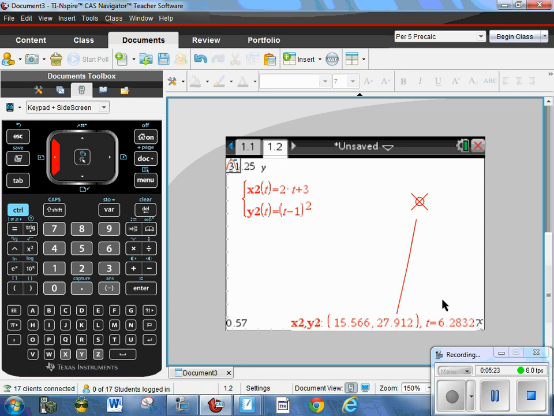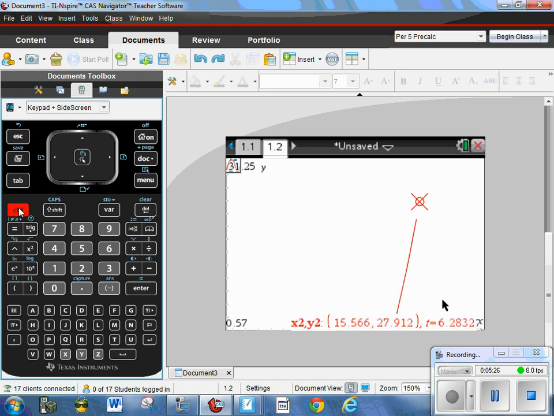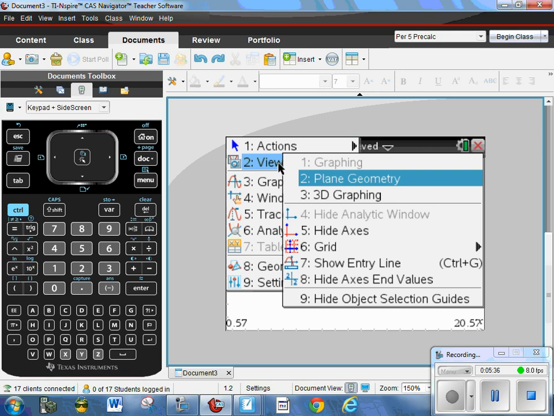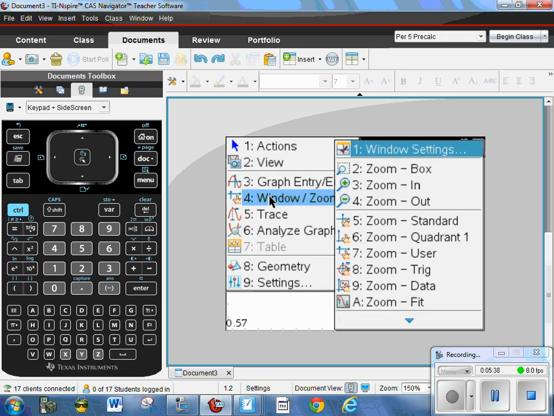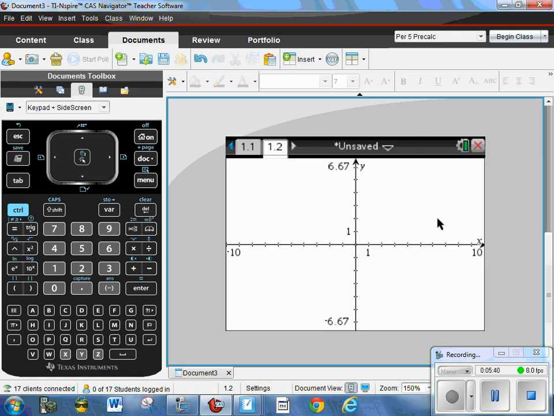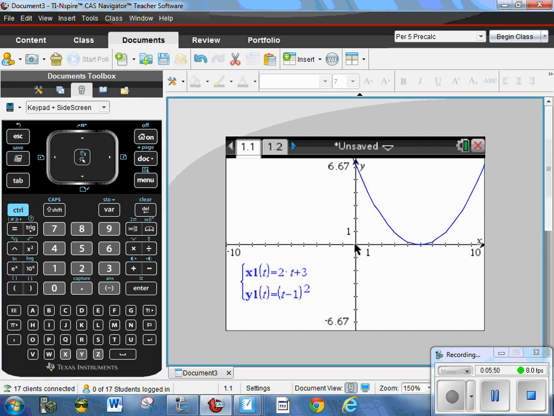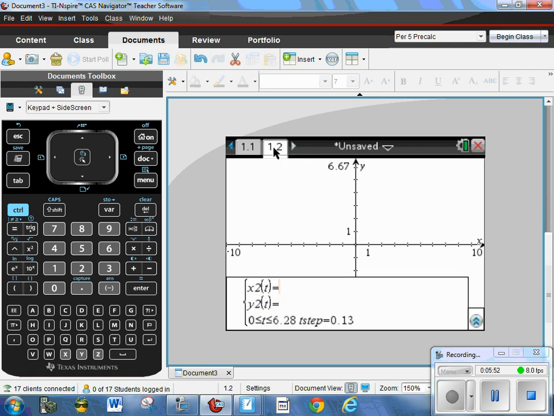I think I'm going to push Control, Escape. Oh, let me go to Zoom. This is not what I wanted to happen. Let me go to my window settings, Zoom standard. Okay. Wow, that's weird. Well, this is really messing up. I'm going to put in my 2t plus 3 again.